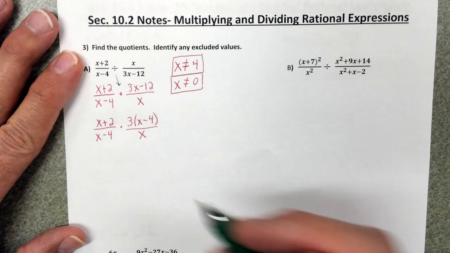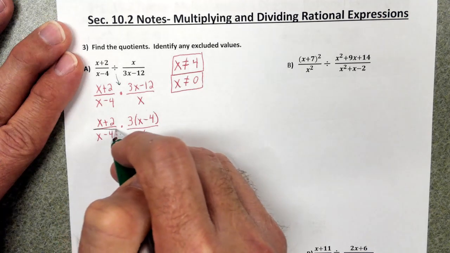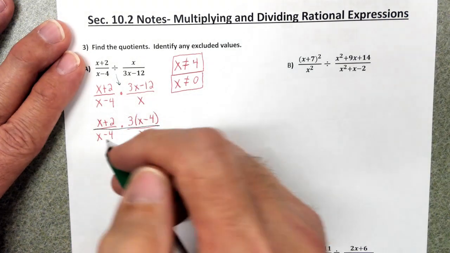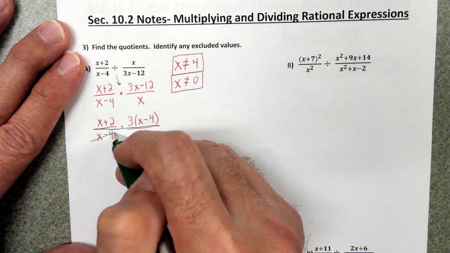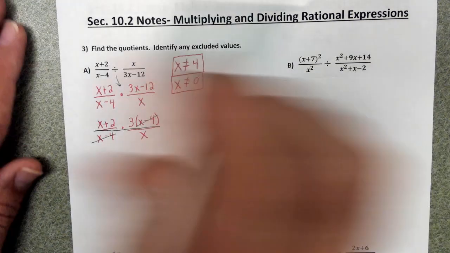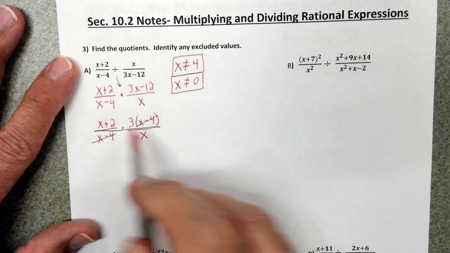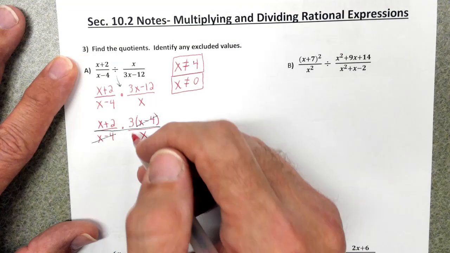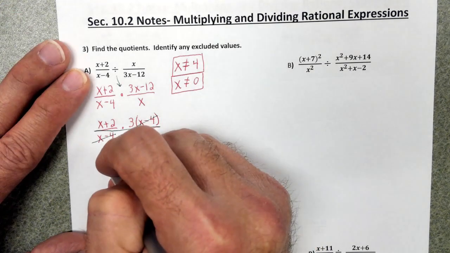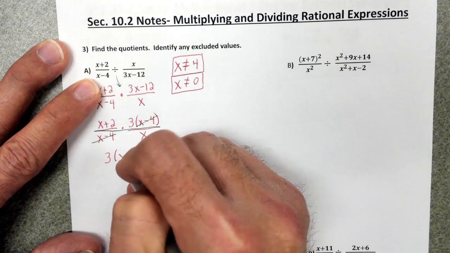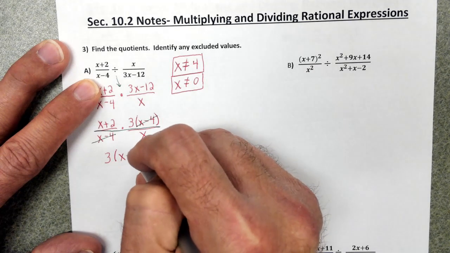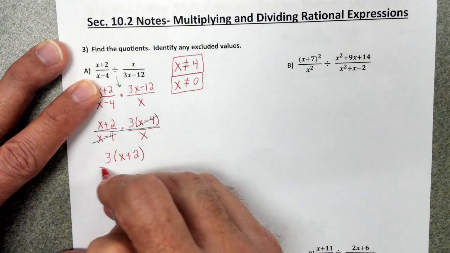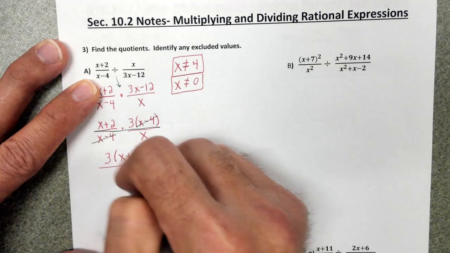Now that we've done the excluded values, I'm going to look at this as one large fraction, and I'm going to cancel my common factors. Got an x minus 4 on bottom and an x minus 4 on top. Those cancel. That looks like the only common factor we have. So what we're left with is a 3 and an x plus 2 on top. So just write it 3 times x plus 2 right there like that. And on bottom, all we're left with is an x.